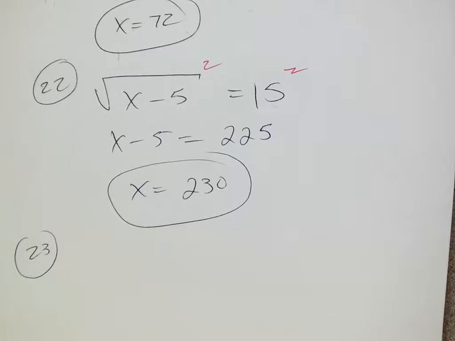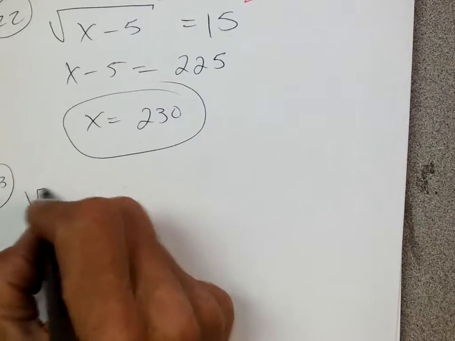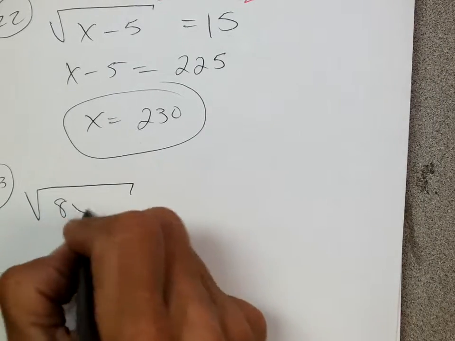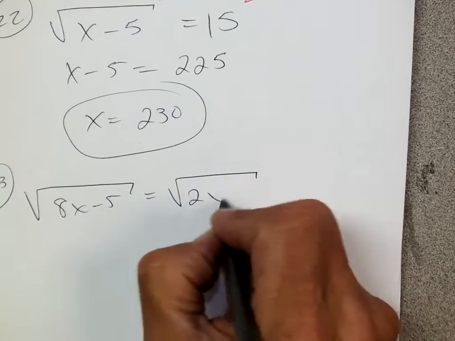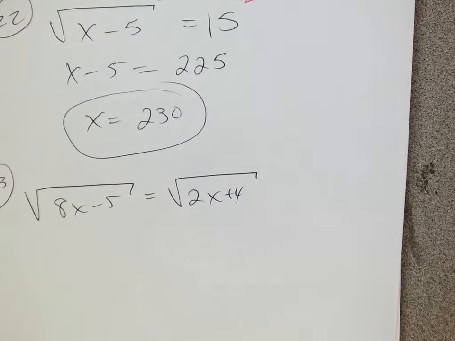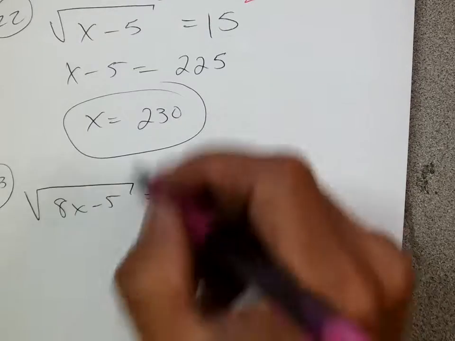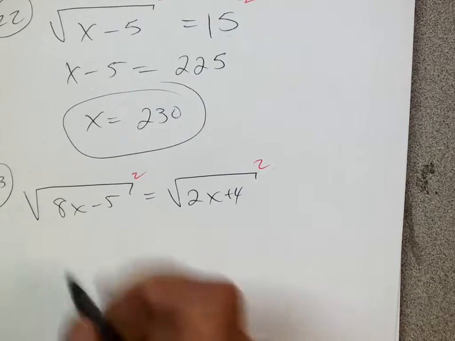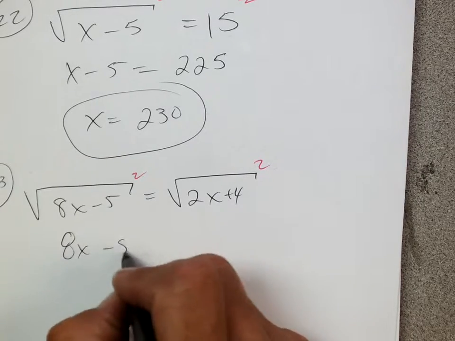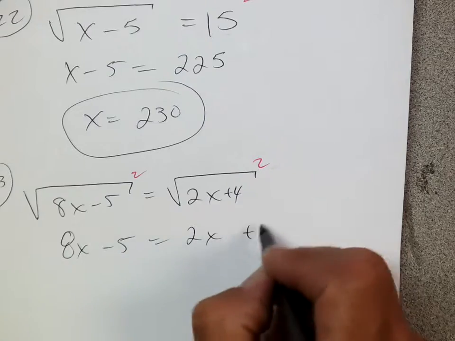23. Okay. Square root of 8x minus 5 equals square root of 2x plus 4. Okay, what do you think? Let's just square both sides. Square, square gets rid of the square root on both sides. I kind of like that. Boom, boom, right? Okay. And then we get just plain old 8x minus 5 equals 2x plus 4, right?